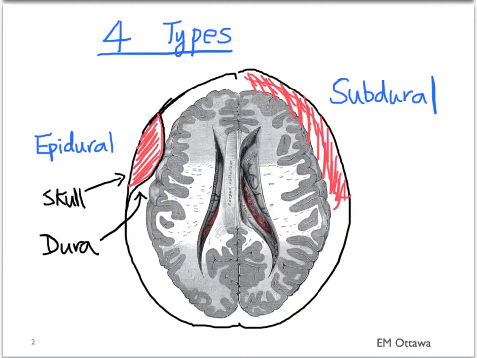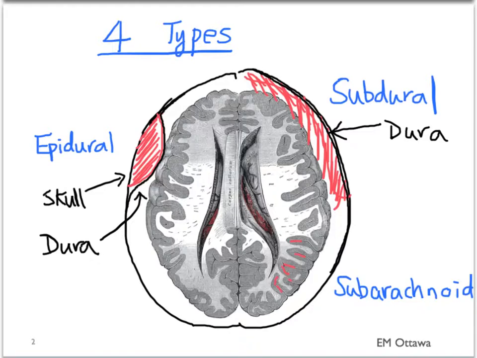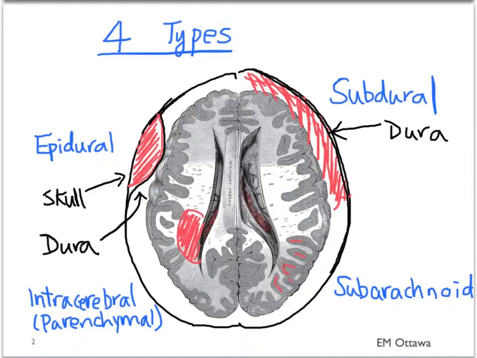The second type is a subdural hematoma. In subdural hematoma, the blood is underneath the dura. The third kind is subarachnoid hemorrhage. The blood is underneath the subarachnoid membrane of the brain. The last type is intracerebral, also known as parenchymal hemorrhage. The blood is in the parenchyma of the brain.